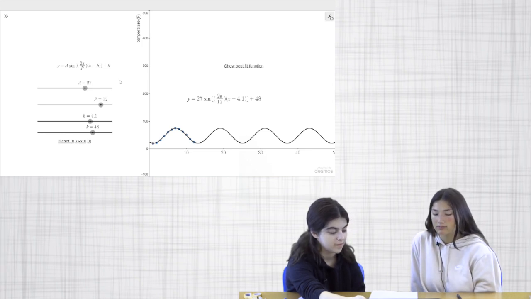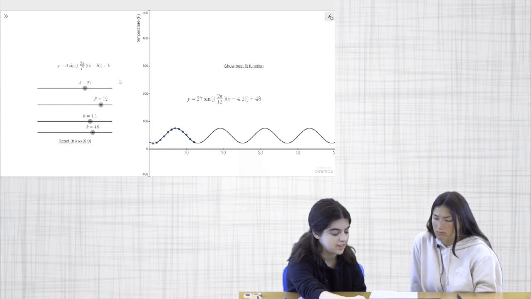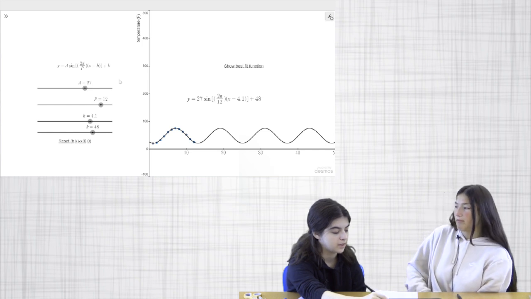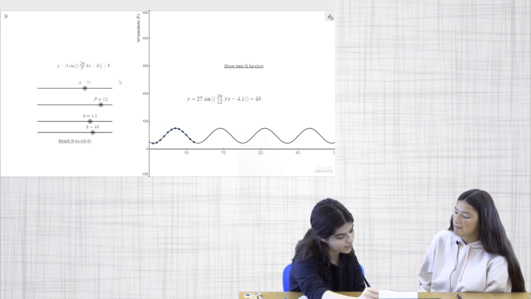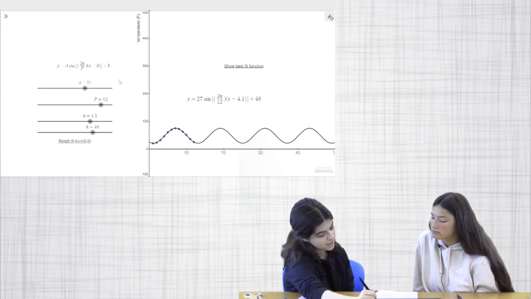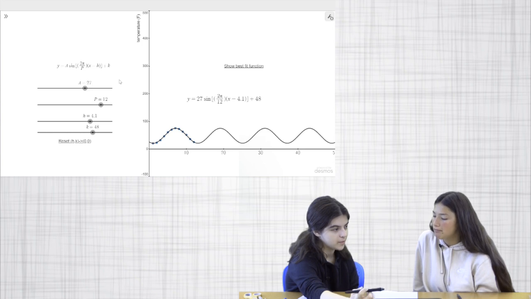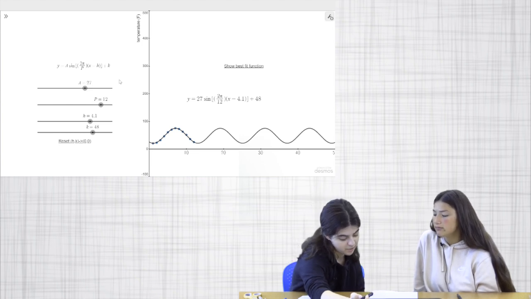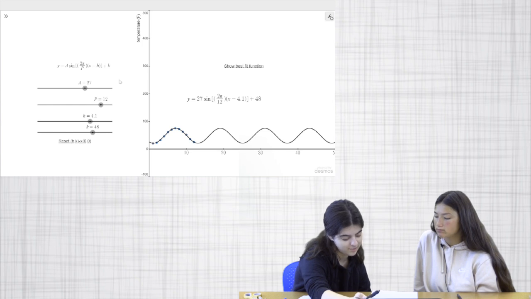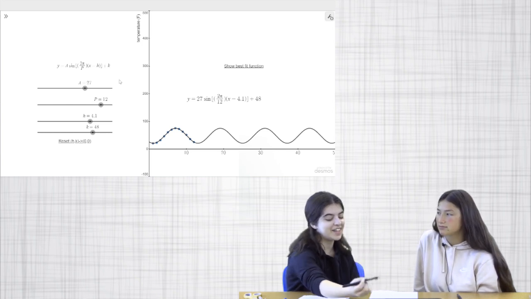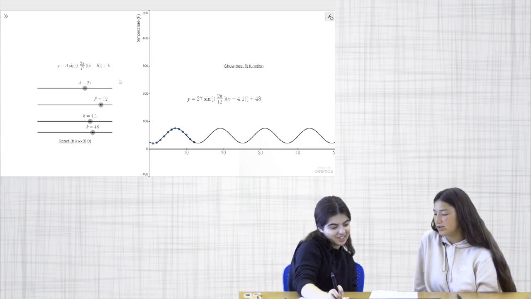And what does the A represent, that 27? What did we say A was before? Is it in our notes still? The height from the middle. Oh, okay. I guess that would kind of make sense because 27 times 2 is 54, which is 6 above 48.1.